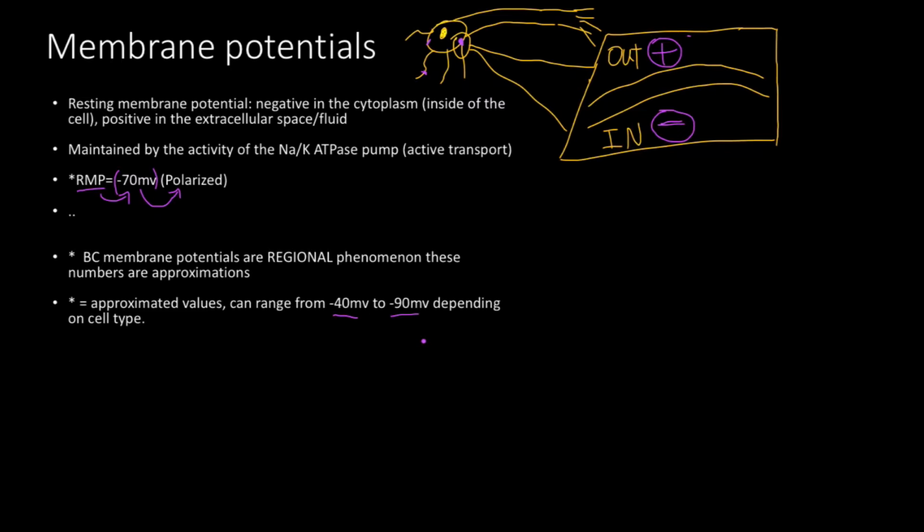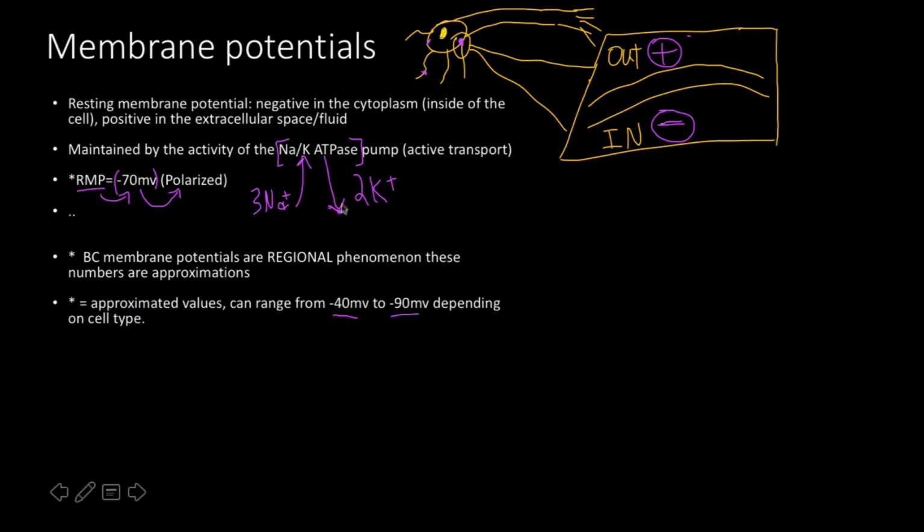Okay, so all these numbers that we're talking about here, these are just approximations or averages. I don't know the details of it. But this negative membrane potential is maintained by the activity of a sodium-potassium ATPase pump. So it's a form of active transport. We're using ATP to actively move molecules in and out of the cell. And in this case, we're actively moving 3 molecules of sodium out of the cell. And then we're going to actively move 2 molecules of potassium into the cell.